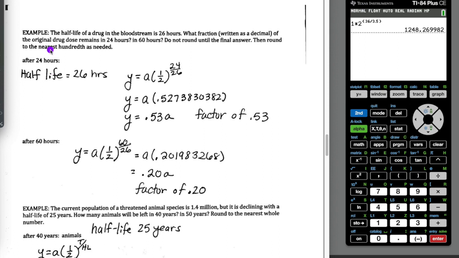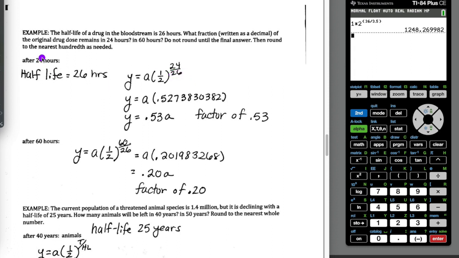All right, let's walk through our first example using the half-life formula. It says the half-life of a drug in the bloodstream is 26 hours. What fraction, written as a decimal, of the original drug dose remains in 24 hours or in 60 hours? And again, we're not going to round until we get to the final answer. It says round to the nearest hundredth. Okay, so it tells us that the half-life is 26 hours. Our formula is y equals a times 1/2, and then t, the time that has passed, goes on top, and then the half-life goes on bottom.